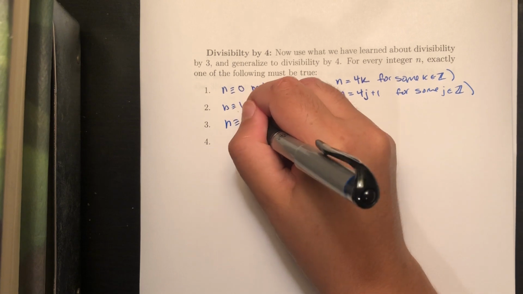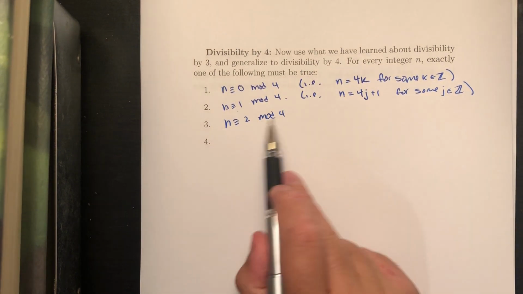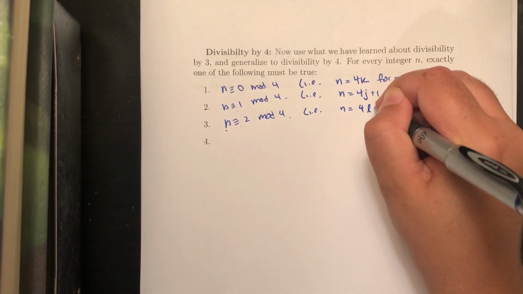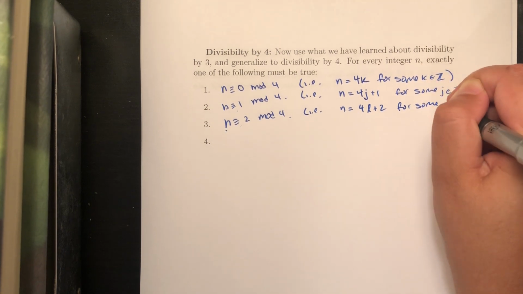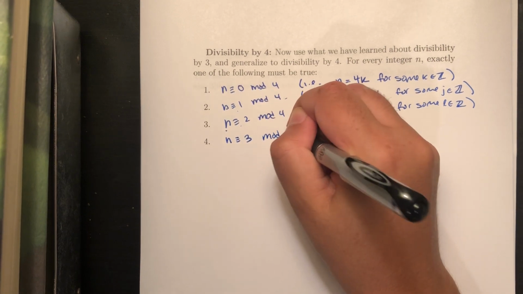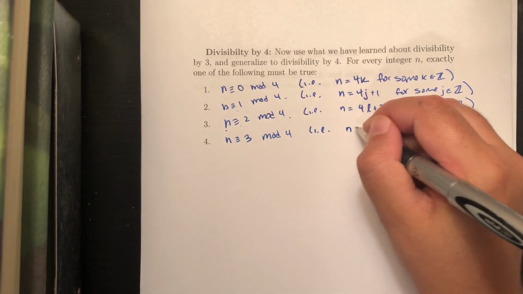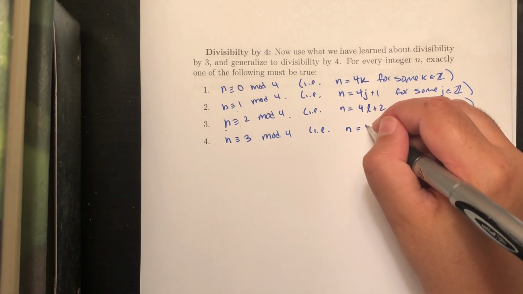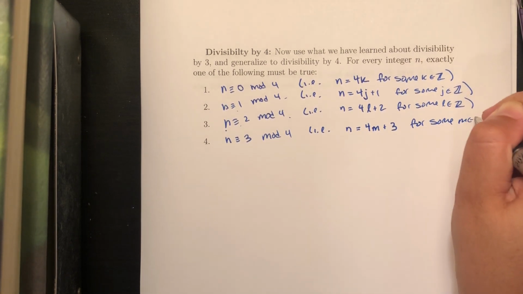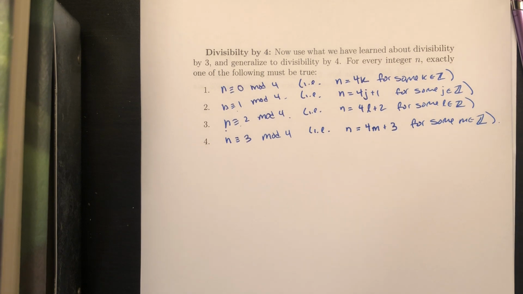or n is equivalent to 2 mod 4, which means when you divide n by 4, you get a remainder of 2, which is like saying n can be expressed as 4l plus 2 for some integer l. Or finally, you could say that n is equivalent to 3 mod 4, which means you can express n as 4 times m plus 3 for some integer m. Same thing with 5. You can break all integers up into what is their remainder when you divide by 5. It'll either be 0, 1, 2, 3, or 4.